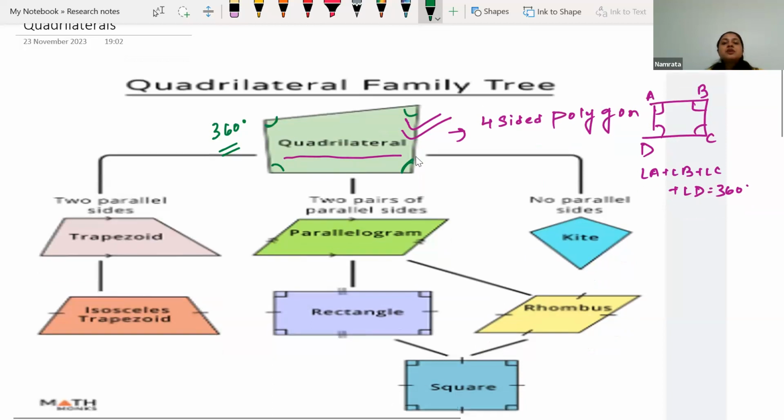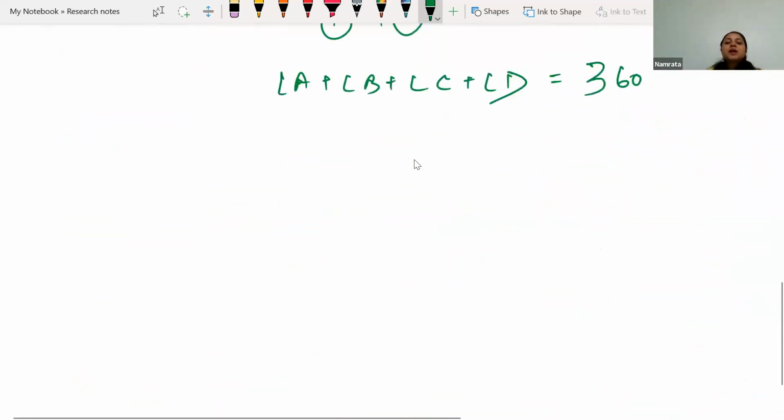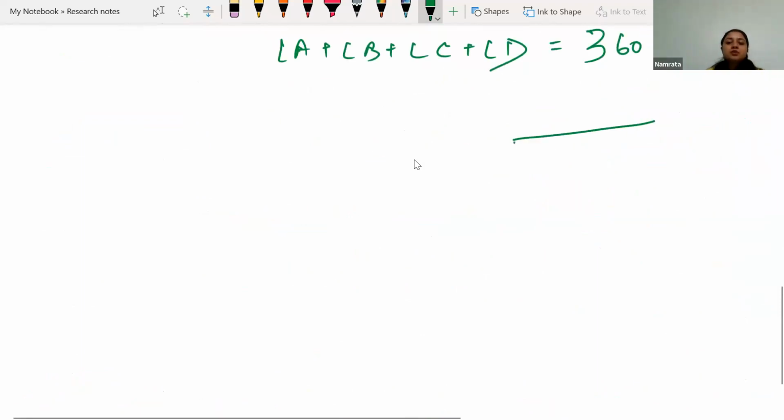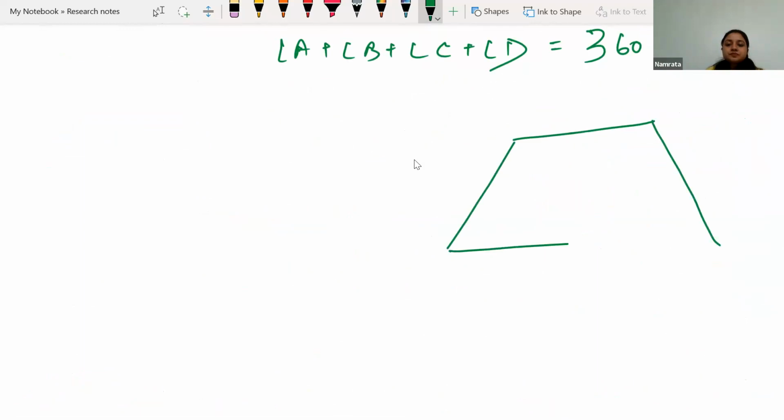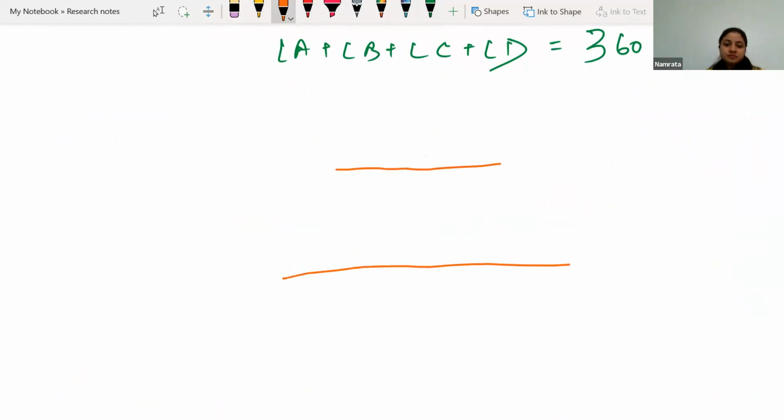Okay, now let's move to the first member of the next generation, that is the trapezoid, also known as trapezium. So let's discuss the trapezium's properties. The trapezium looks like this. Let me draw properly. This is how a trapezium looks. Suppose this is a trapezium PQRS.